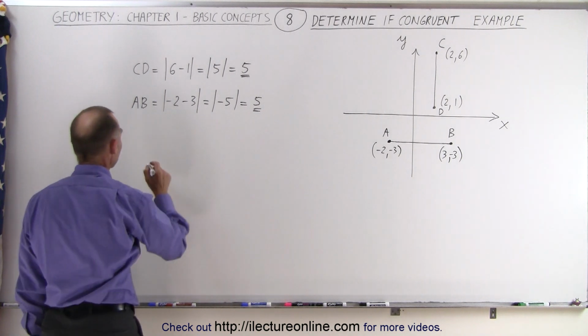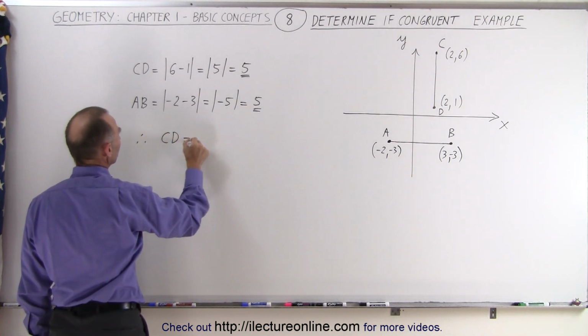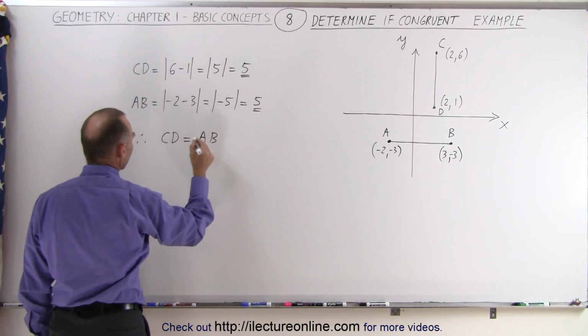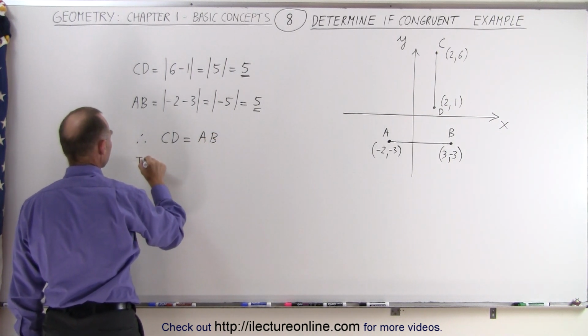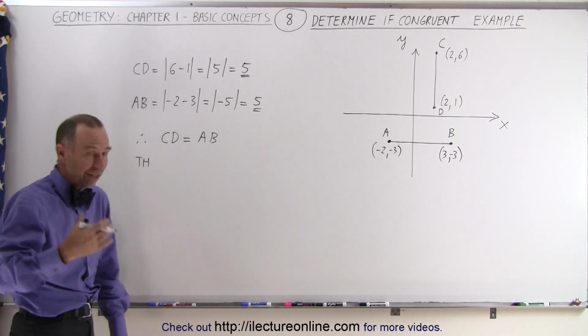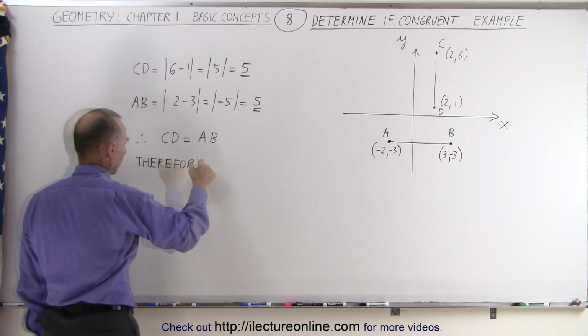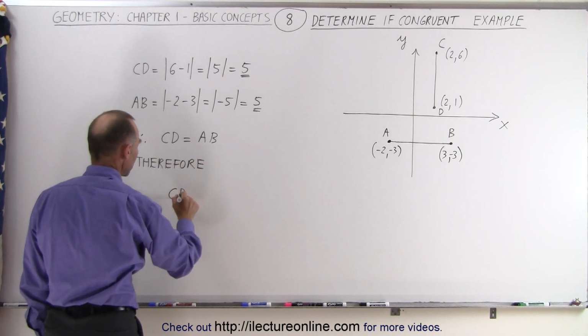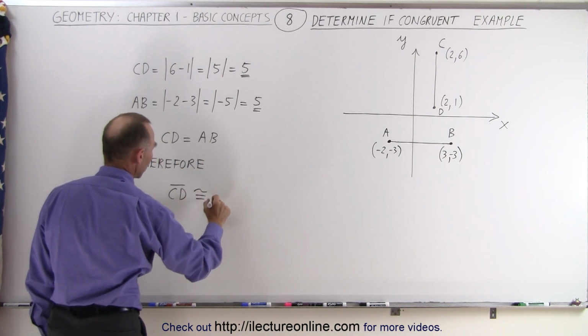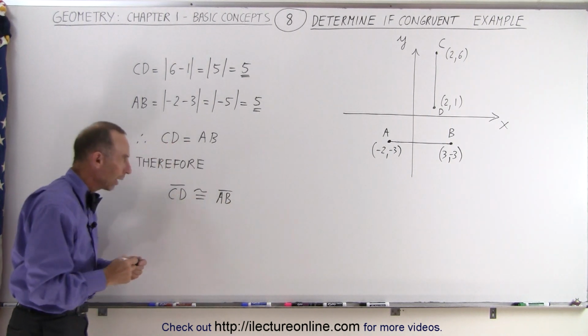So what we can say is that the length of CD is equal to the length of AB, and because of that, therefore, the line segment CD is congruent to the line segment AB. This little symbol here, the 3 little dots, actually means therefore, or we can write it out. And that is how we write that.